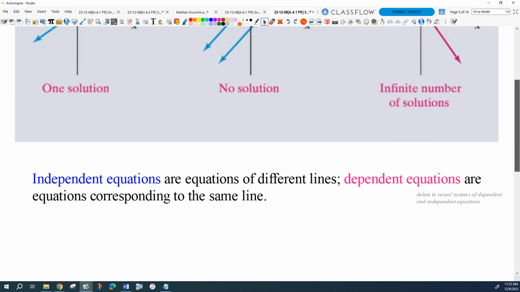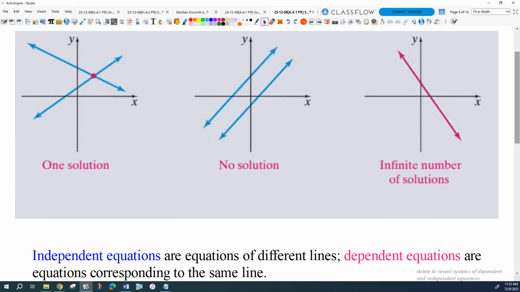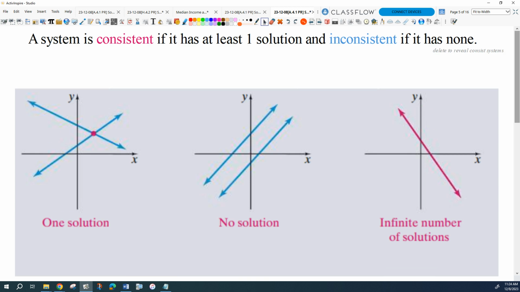Okay, what about dependency? We say that the equations in a system are independent if they correspond to different lines. Whereas equations are dependent if they correspond to the same line. So what do you think? Are these two lines independent or dependent? Are they different lines? Yeah, so they're independent. Dependent because they're the same lines. Okay, and so then if we wanted to categorize each of these systems using both of those two terms, here's what we would get.